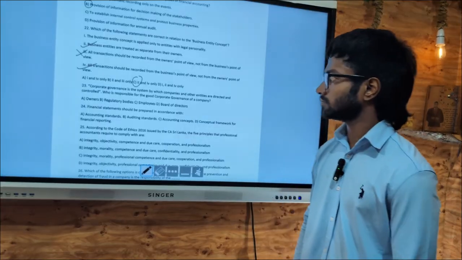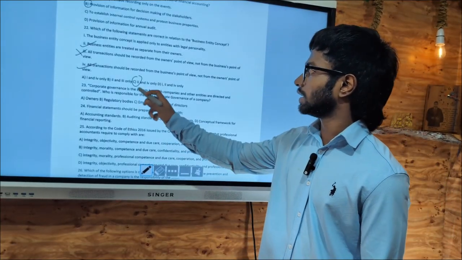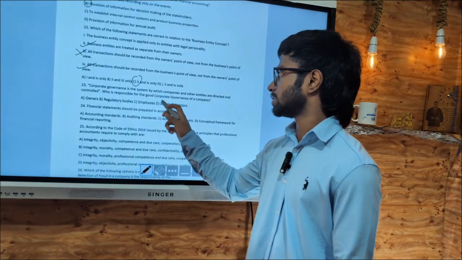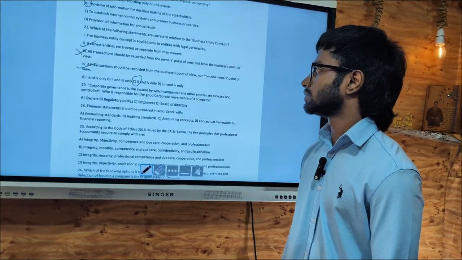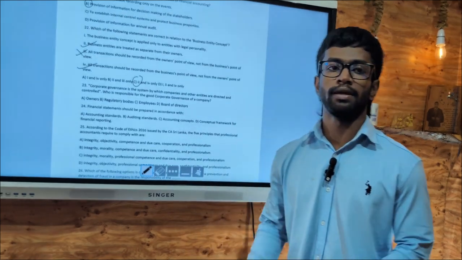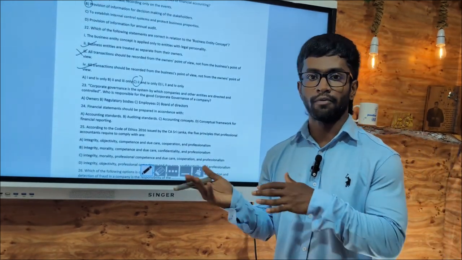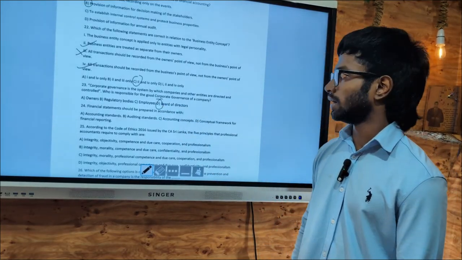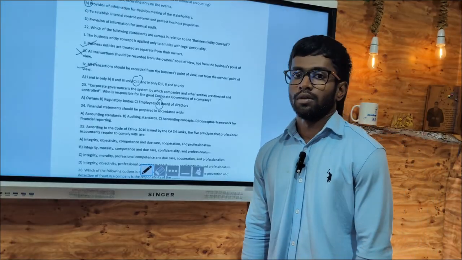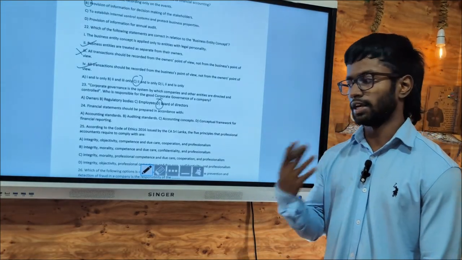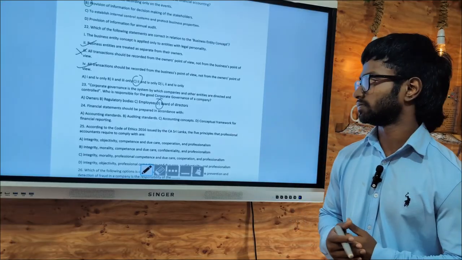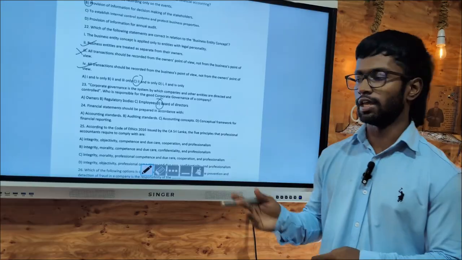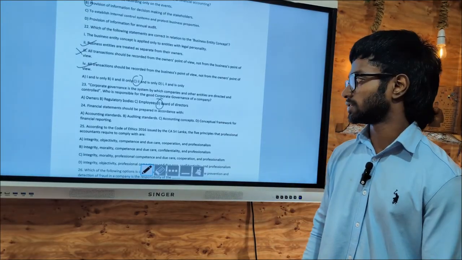Answer number 6. Next, corporate governance is a system by which companies and other entities are directed and controlled. Who is responsible for good corporate governance? The main people who will be monitoring on behalf of all the shareholders is your board of directors. They are the main responsible body for corporate governance. So in that, you have to ensure that everything is conducted ethically in a proper manner. The shareholders appoint a board of directors, so they will be overlooking all managerial activities.